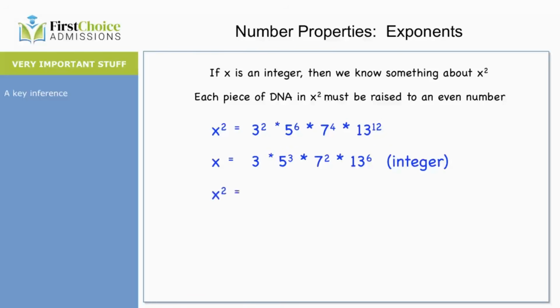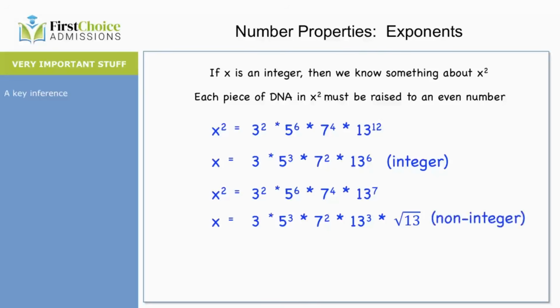Now, notice this doesn't work if x squared is 3 squared times 5 to the 6th times 7 to the 4th times 13 to the 7th. Because when we square root each side to get back to x, it becomes 3 times 5 to the 3rd times 7 squared times 13 cubed times the square root of 13. Again, I don't know what that is, but that is not an integer. And the whole point is that x must stay an integer.